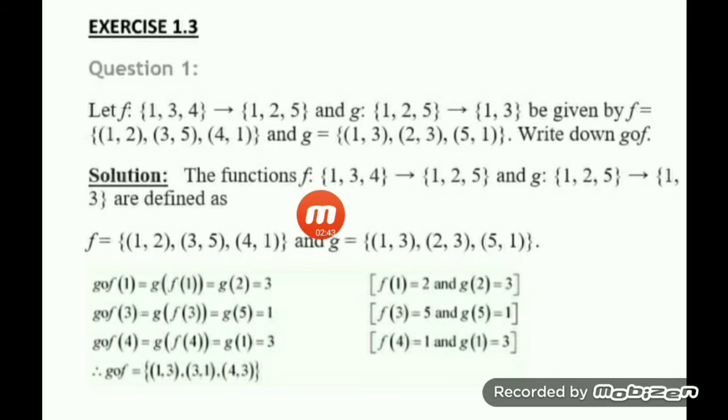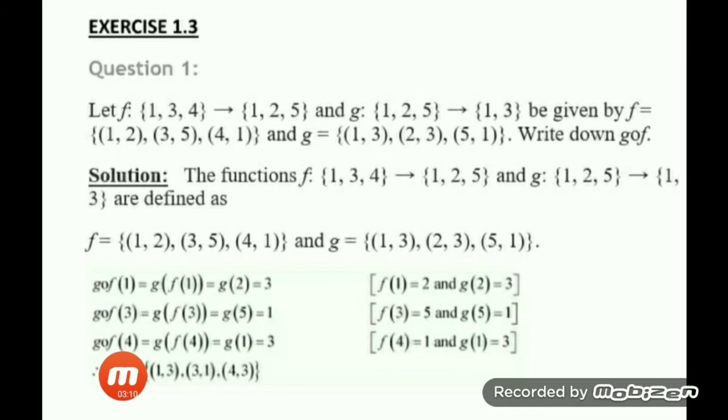gof of 3. By definition it will be g of f of 3. Clear? f of 3 means 3 is related to 5, so f of 3 is 5. So this is g of 5. Now you go to the g function. g of 5, 5 goes to 1, so the value is 1. So g of f of 3 is 1. That means 3 is related to 1.